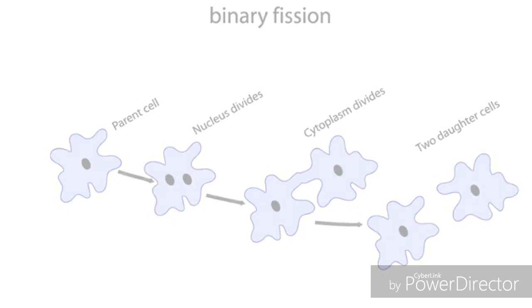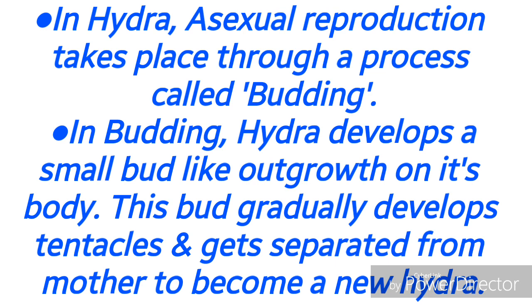new amoebae. Students, in the case of hydra, asexual reproduction takes place through a process called budding. In budding, hydra develops a small bud. It's an outgrowth on its body, and this bud gradually develops tentacles. Tentacles are hair-like projections which are useful for movement and also to collect food material. And this bud gradually gets separated from the mother and becomes a new hydra.